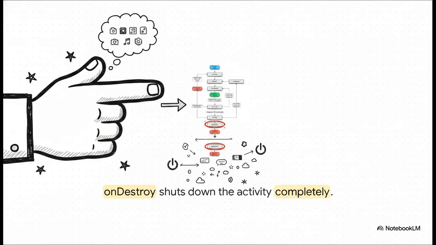This is the end of the line. The entire app is shut down and wiped from memory. And because it's pretty unpredictable exactly when the Android system might decide to call this, it's always a safer bet to save your crucial data earlier, in onPause or onStop.